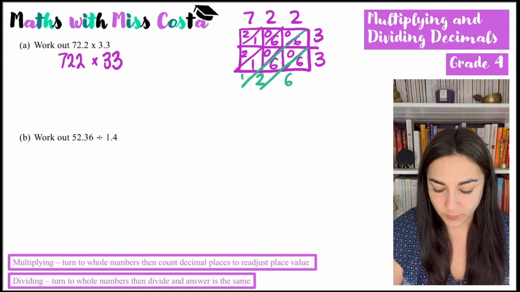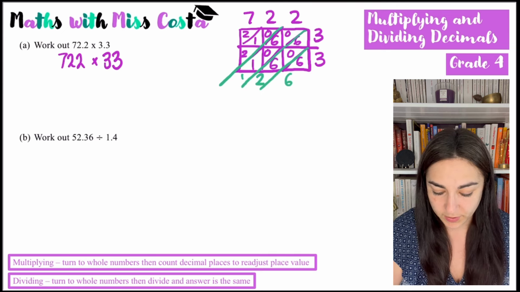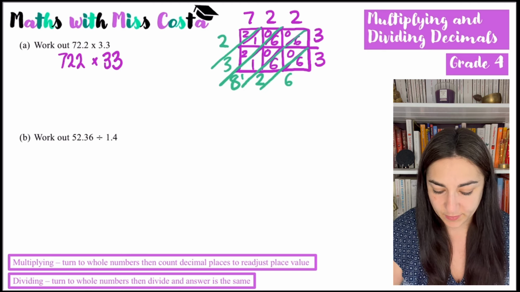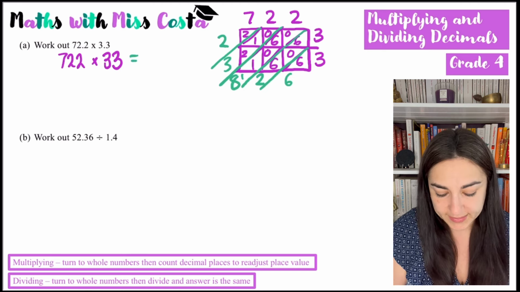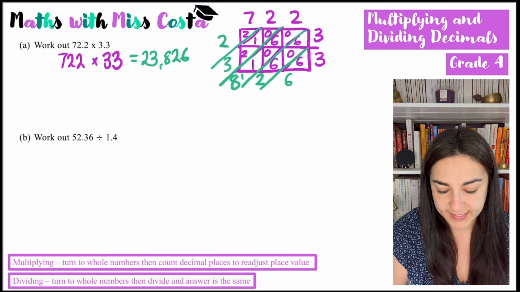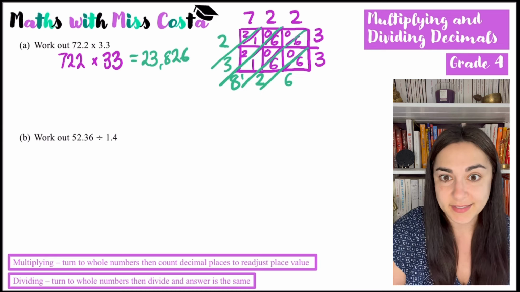So remainder 1. 6 plus 1 is 8. And then 1 plus 2 is 3, and that would be 2. So I know that 722 times 33 is 23,826. However, what have I done to this calculation?